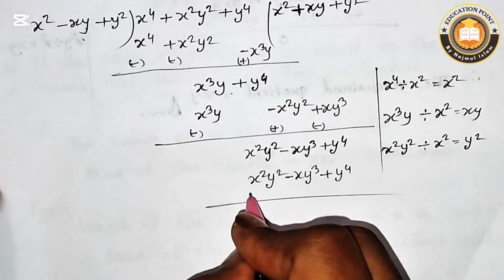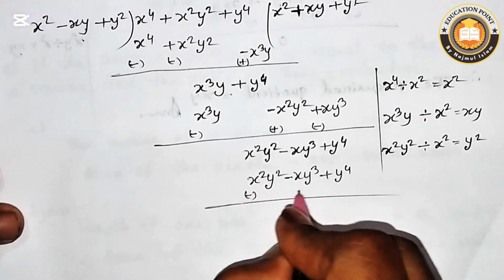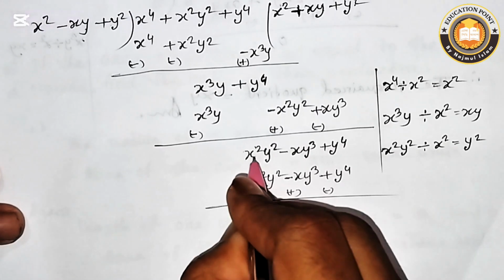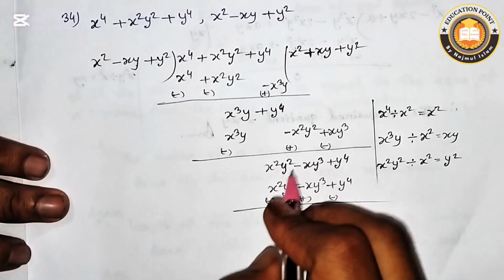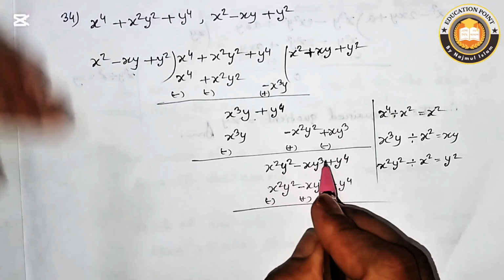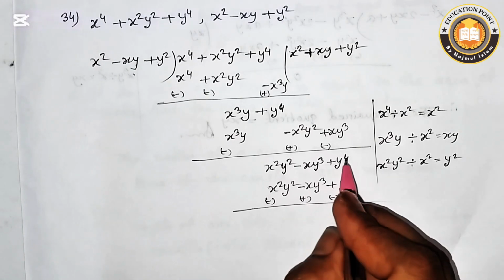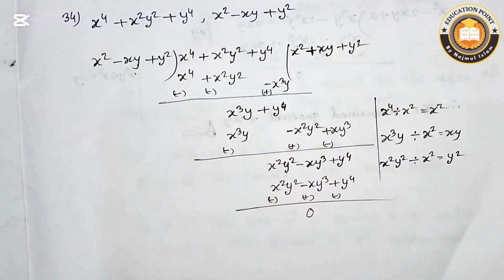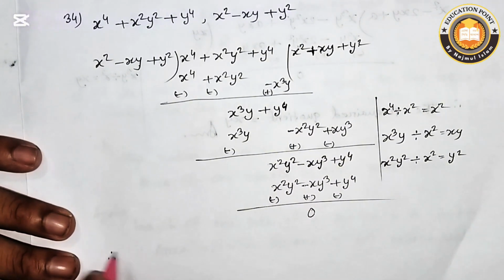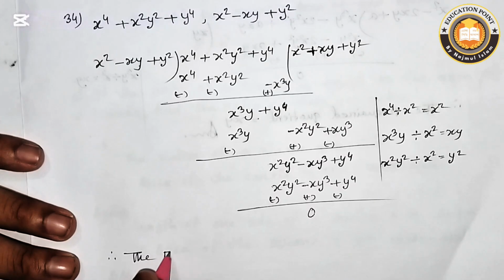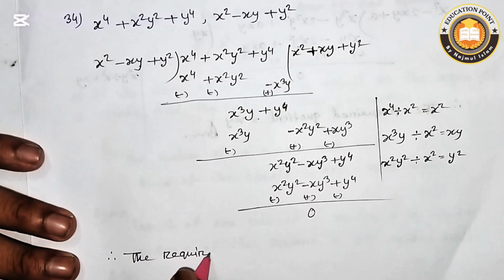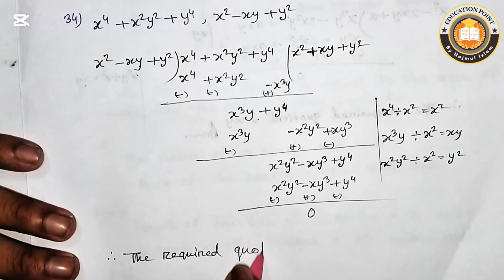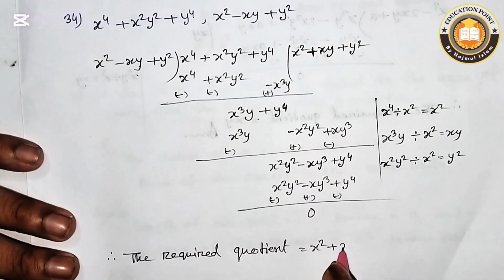According to the division law, their sign will be changed. Plus x square y square minus x square y square equals 0, minus xy cube plus xy cube equals 0, plus y to the power 4 minus y to the power 4 equals 0. So the required quotient equals x square plus xy plus y square.